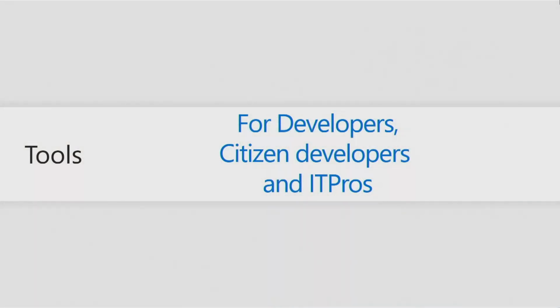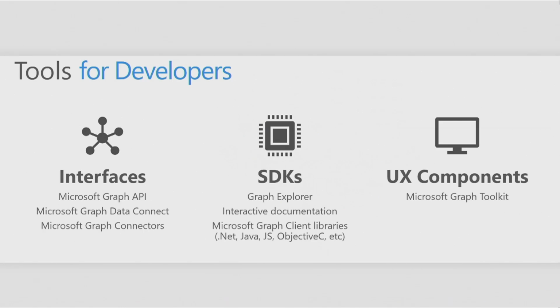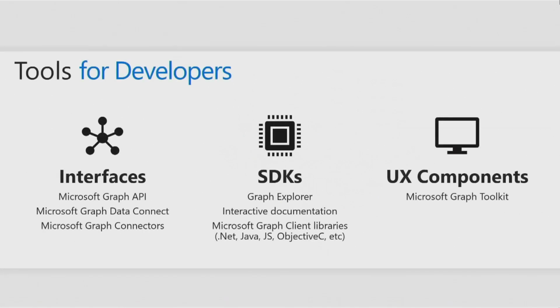Now, we saw data. Now let's look at the tools. Tools, again, we have tools for developers, for citizen developers, and for IT pros. And I'm going to start with the tools for developers. Now, we have, in that case, interfaces, SDKs, and components. So in interfaces, we'll have the Microsoft Graph API, which basically is an HTTP API that allows you to get transactional data. And Microsoft Graph Data Connect and connectors allows you to move data in and out of Microsoft Graph to power different app experiences. We'll take a look at that in a second.